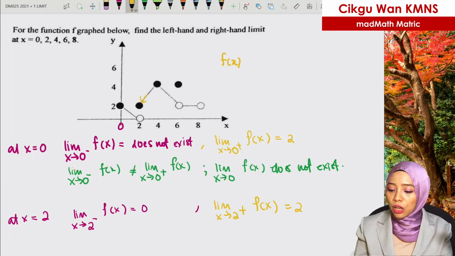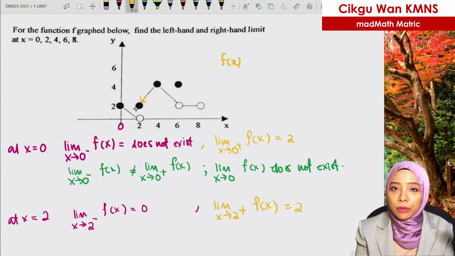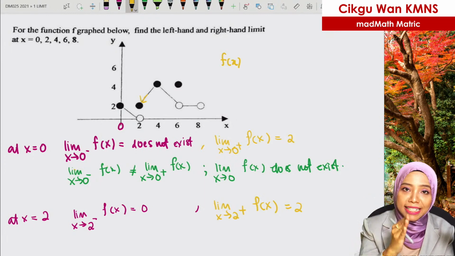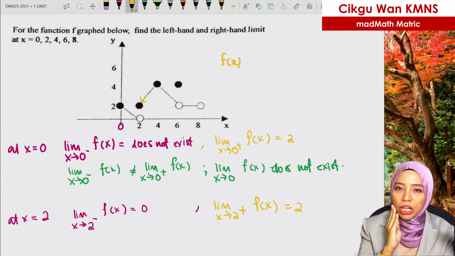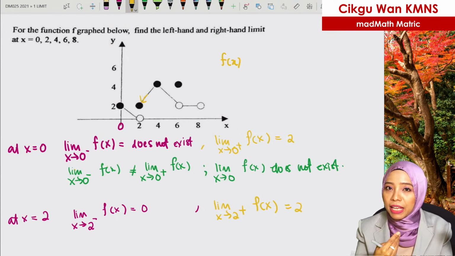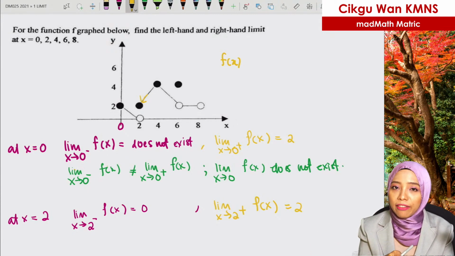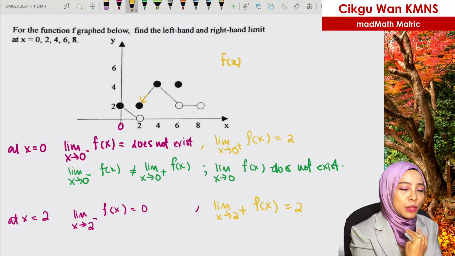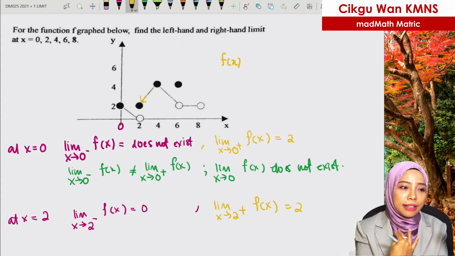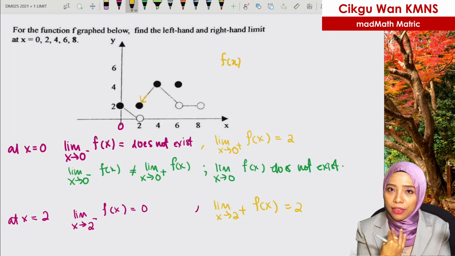Okay? We don't care about the bullet, whether it is a dense circle or an empty circle. We don't care. We don't mind whether the circle is filled black or empty white. Because we are looking at approaching, not at that value. Understand? Okay, please restate my words so that everyone will give attention at this point.